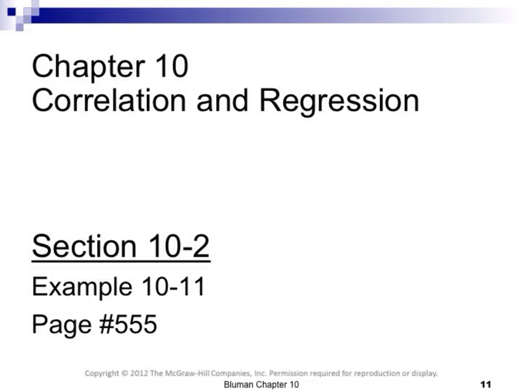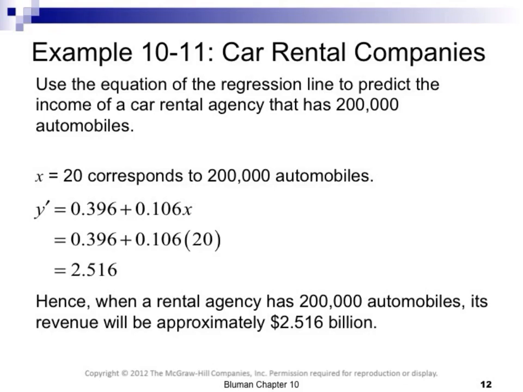All right, here's another example from the car rental company data. Again, these are all from the last 10-1, and so those totals are in those tables if you want to go back. X equals 20 corresponds to 200,000 automobiles. And so you can look and see that that should be 2.516 billion.